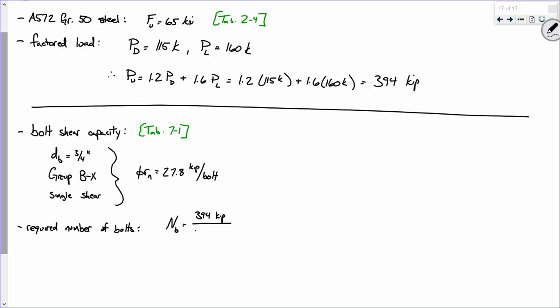What do we got? 14.17. Do I have a second on that? 14.17 bolts. There you go. It'll hold. Yeah.